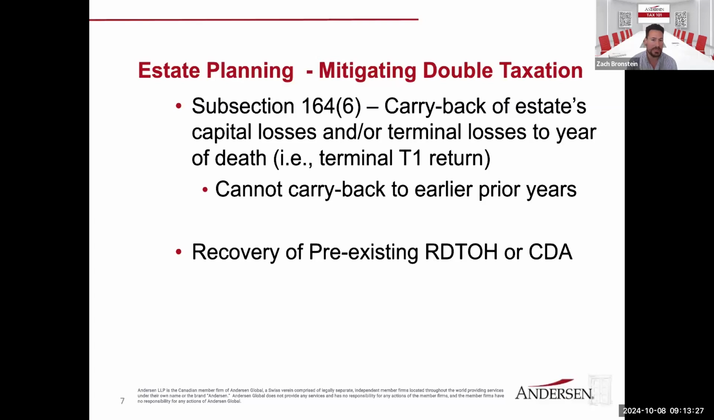A technical point is that that capital loss can only be carried back to the terminal return, the final personal tax return, and not previous years.